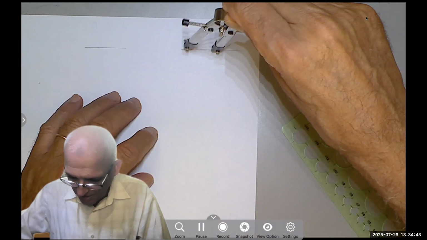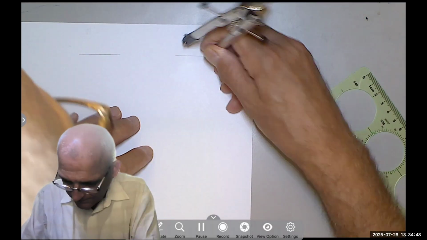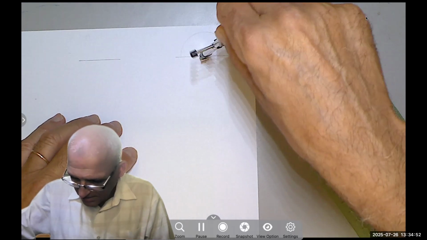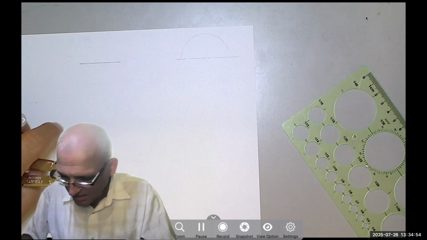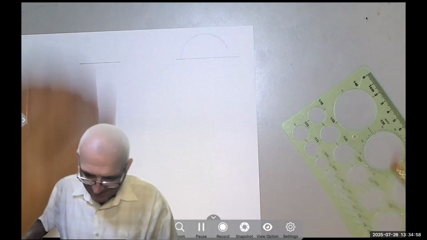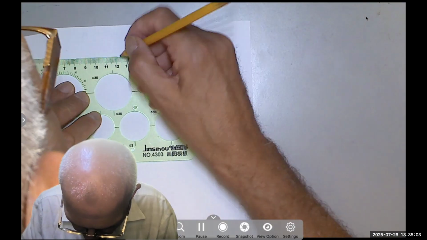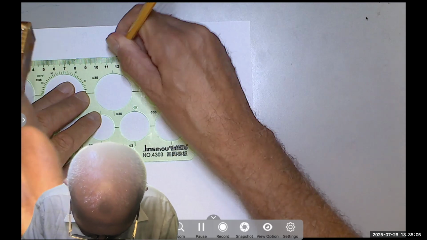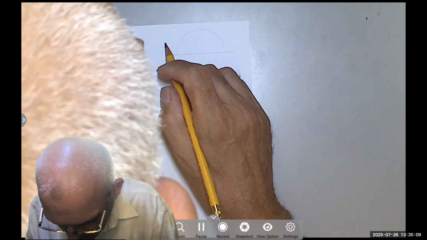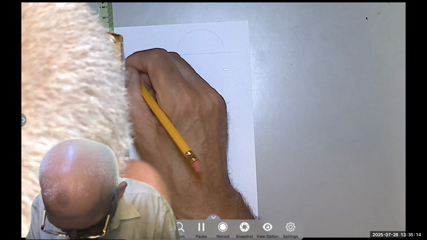What I'm going to do here, let's do a semicircle here. Oops. Well, you get it. And then maybe, uh-oh. So let's make it 2 centimeters.